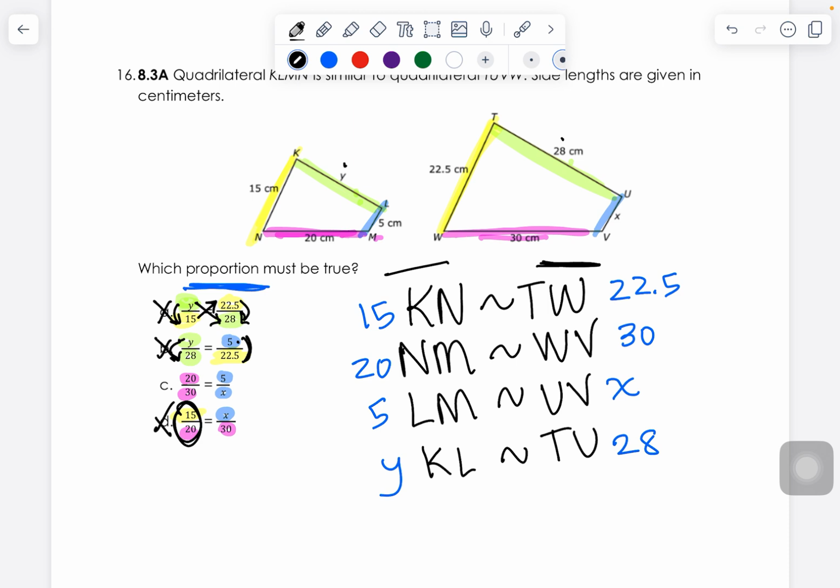I could stop here, but I just want to verify 20 to 30. 20 is from the smaller one. 30 is from the bigger one. And the corresponding sides over here, 5 is from the smaller one, and X is from the bigger one. So the corresponding sides for this proportion go small to big, small to big. So C is the only proportion that is set up accurately.